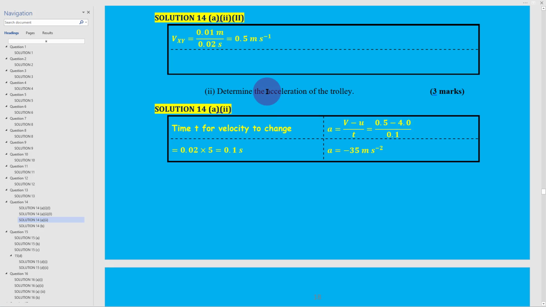Because we've been asked to calculate the acceleration, we leave it as such, with the negative sign. But if we had been asked to calculate the deceleration, then we would say the deceleration is equal to, this time we forget about the negative sign and just quote 35 meters per second squared. So that's it about that part.